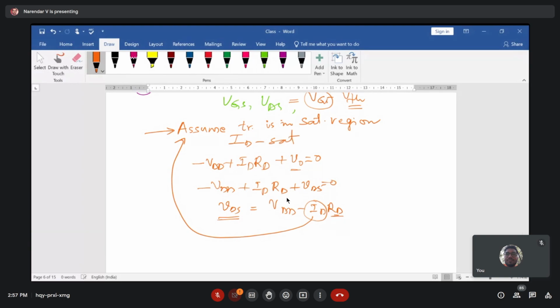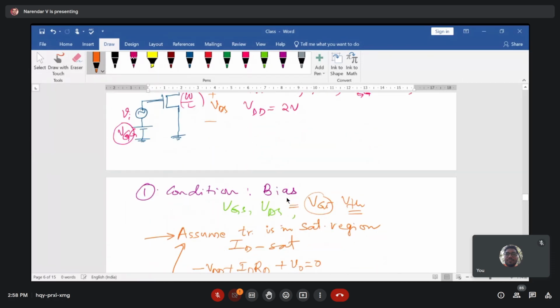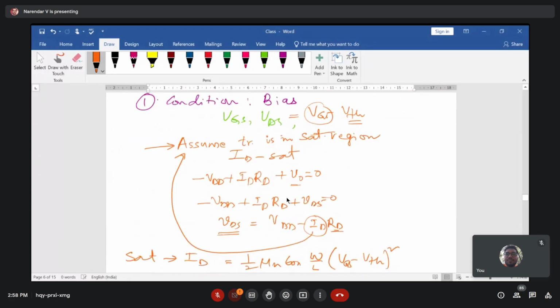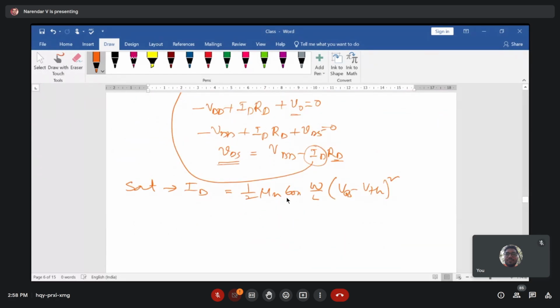Okay. Now I write the ID expression in saturation, which is half mu n COX W by L, VGS minus VTH whole square, because the channel length modulation factor which is given to us is equal to 0. So you need not add that part. If lambda is given some value x, y, z, then you have to take that lambda into consideration and then extract the ID value. If you neglect it when the lambda value is given, then your calculation goes wrong. If lambda value is 0, then accordingly substitute into the formula and get the value of ID.